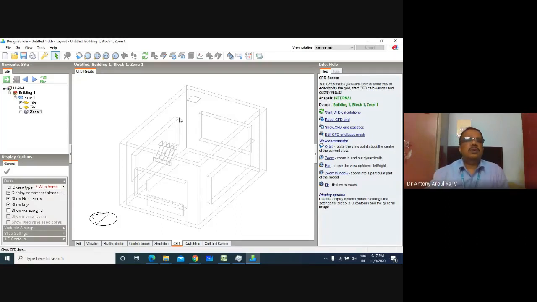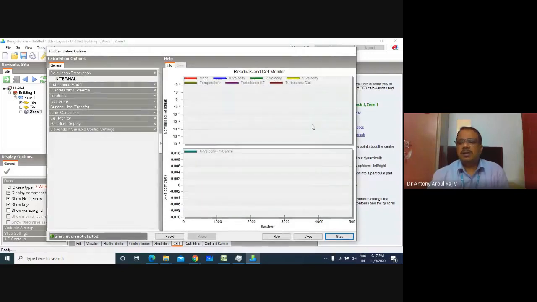You can actually see the boundary conditions; that we will do afterwards. Now we will run the calculation. Otherwise, our discussion will get delayed. So this is the thing.